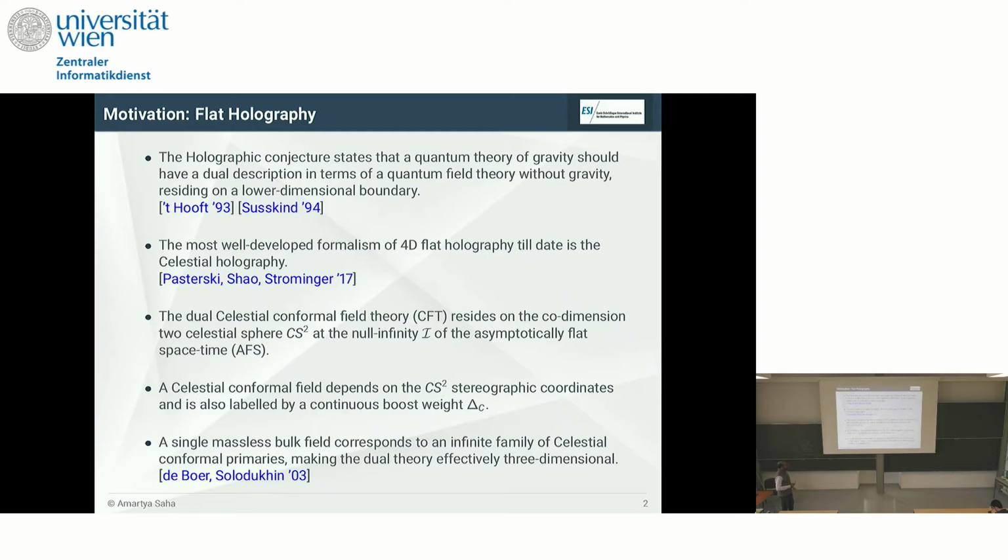So the celestial conformal fields depend on two coordinates. Those are celestial sphere stereographic coordinates, and further they are labeled by a continuous boost weight. I shall denote it by delta with subscript C. Now, a single massless bulk field corresponds to an infinite family of celestial conformal primaries. So that's how the dual theory is effectively three-dimensional: two coordinates z, z bar, and another parameter that is this continuous boost weight.